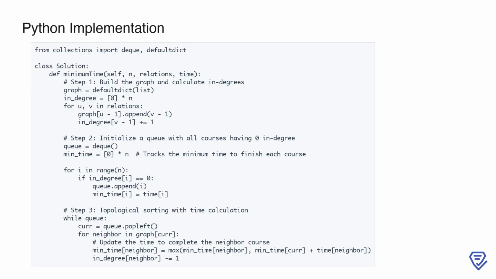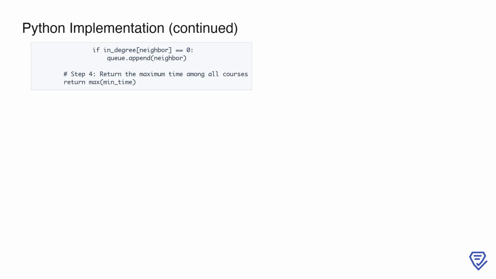Finally, we enter the topological sorting loop, where we process courses in the queue one by one. In this loop, we dequeue a course and examine its neighbors in the graph. For each dependent course, we calculate the minimum time required to complete it by taking the maximum of its current time and the time to complete the current course plus the time for the dependent course itself. This ensures that we account for any prerequisite delays while determining the total time required.